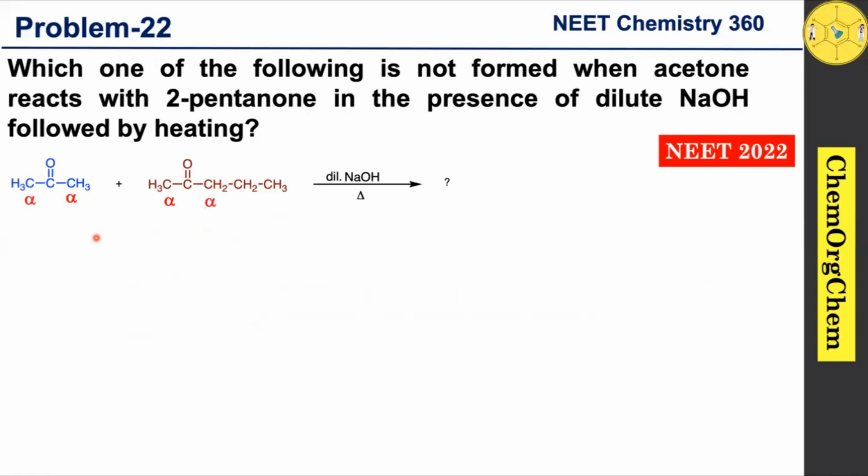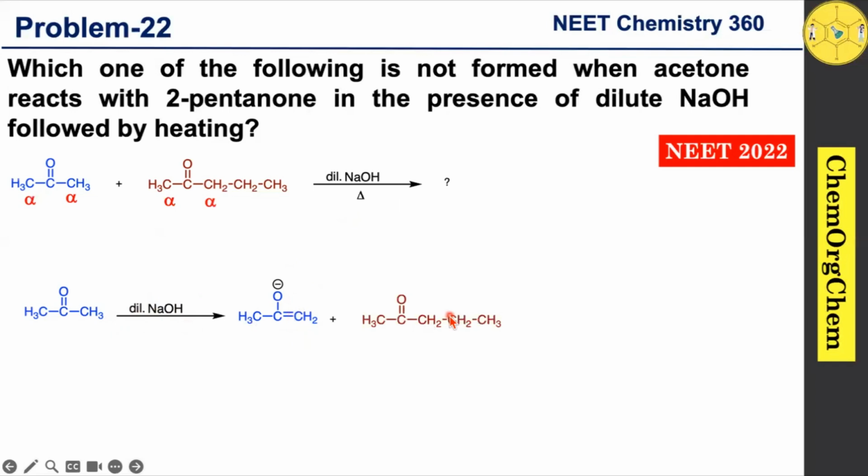First, acetone could react with 2-pentanone molecule. This acetone molecule reacts with dilute sodium hydroxide. Sodium hydroxide takes the proton from the alpha carbon, resulting in this enolate ion, which then reacts with the 2-pentanone molecule. Here the negative charge moves here, so the pi electrons attack this carbonyl carbon, producing this corresponding intermediate.